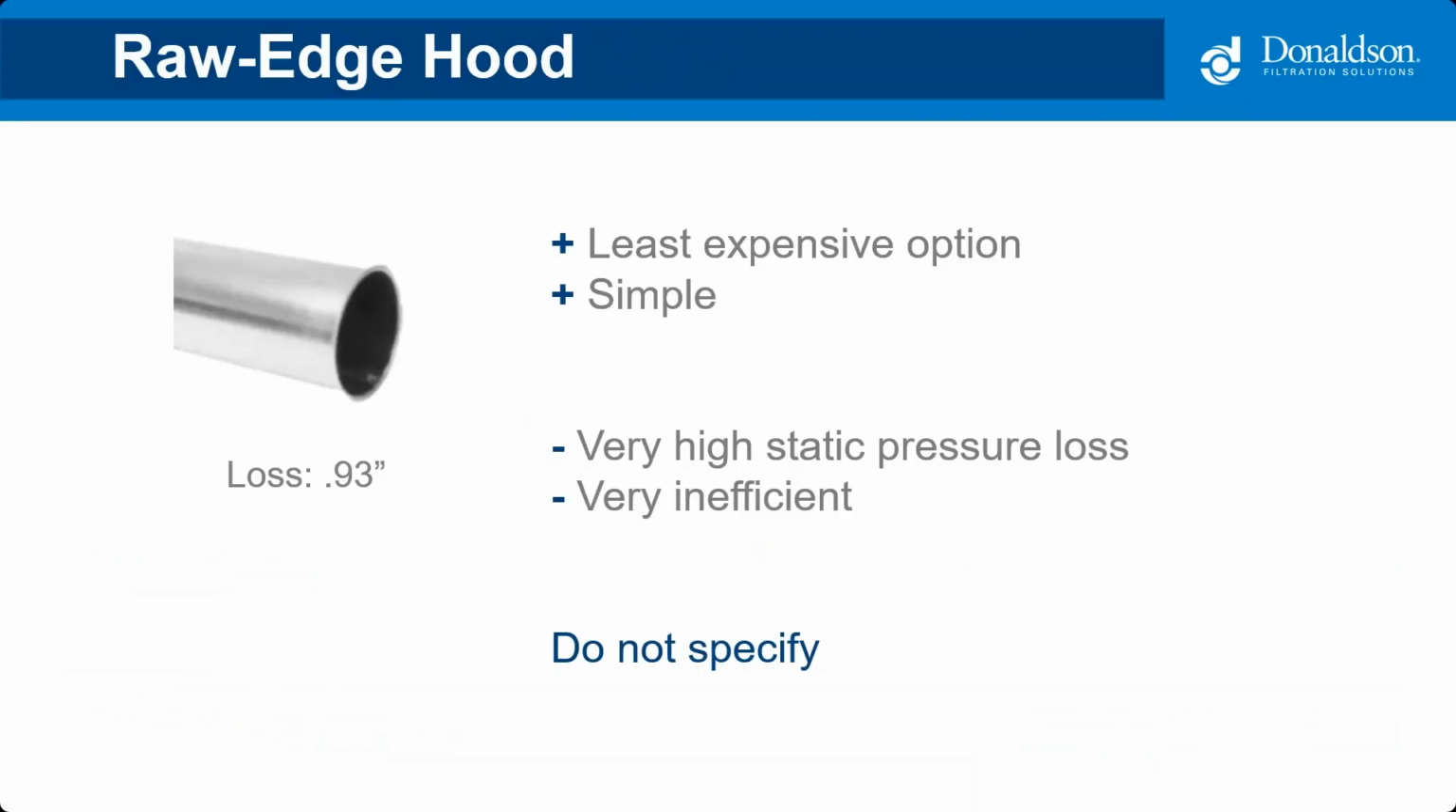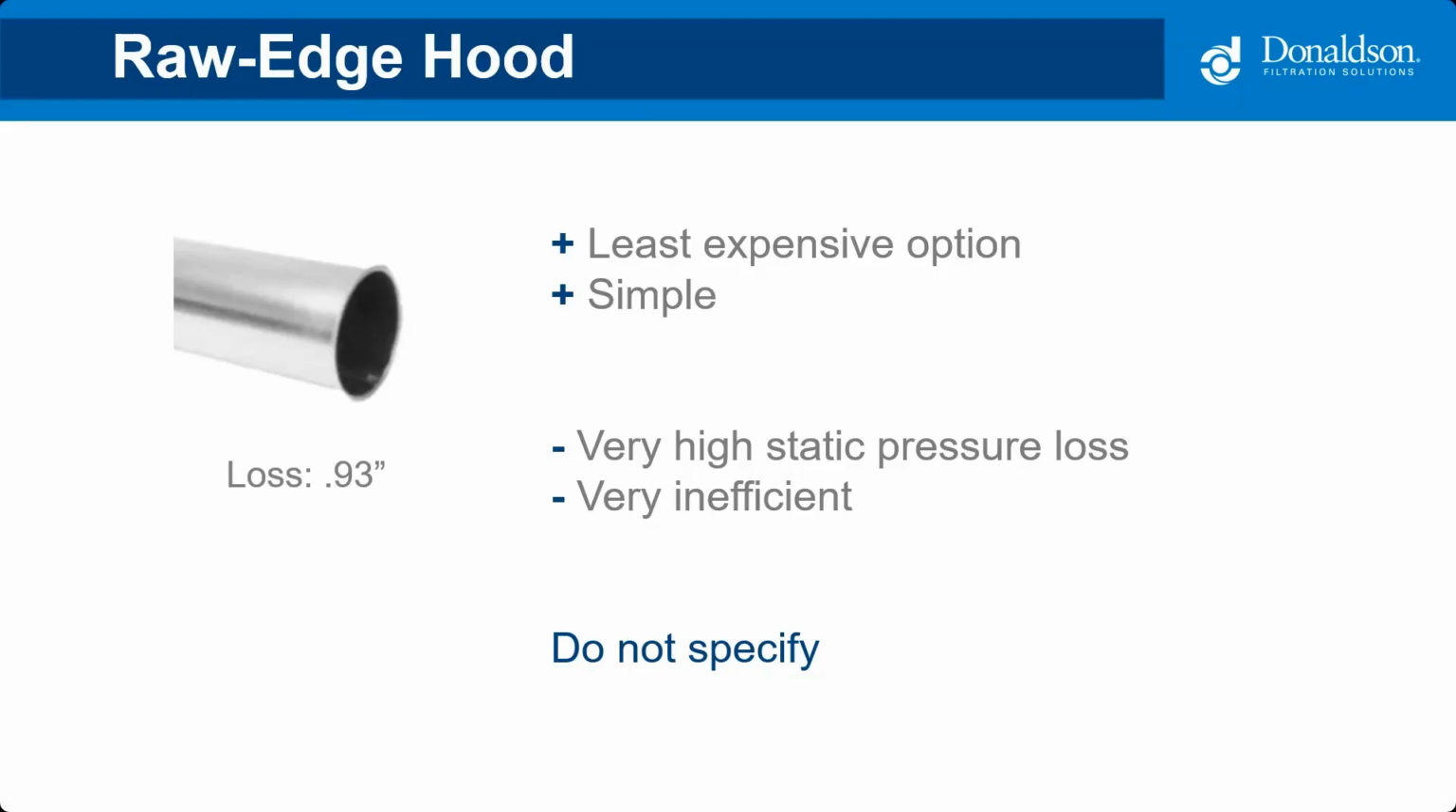So at the very first, we call a raw edge hood, which isn't even really a hood. A raw edge hood is just what it looks like, the cut end of a duct. It's going to be the least expensive and simplest option. However, there's a lot of static pressure loss going in, and it's going to be the least effective at actually capturing dust from an area around the opening.